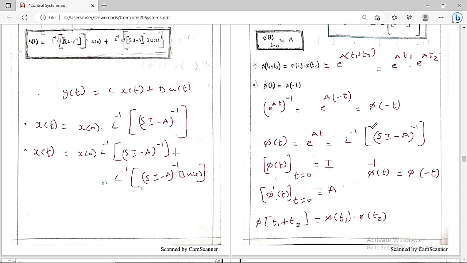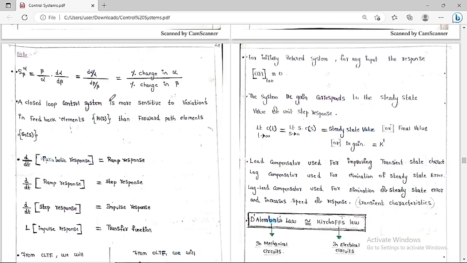So these are some of the formulas regarding control systems. These are the actual formulas of control systems that we have discussed in a very detailed manner. Now we are going to discuss some more important points regarding control systems in a very detailed manner.